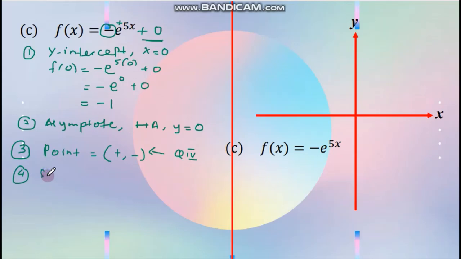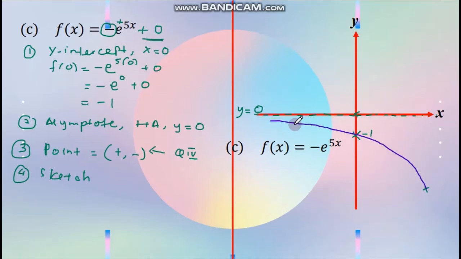Let's sketch. So we label here when y-intercept the value of x equal to 0. When x equal to 0, y equal to negative 1. Let's say this is negative 1. Horizontal asymptote y equal to 0. It means our horizontal asymptote lies on the x-axis. So this is our horizontal line. So put it here, y equal to 0. And then our point in quadrant 4. So let's say this is our quadrant 4. Label x there. Now we sketch our graph. So we join the point from here, go up, pass through the y-intercept, and then approaches. Okay, next our graph approaches y equal to 0.